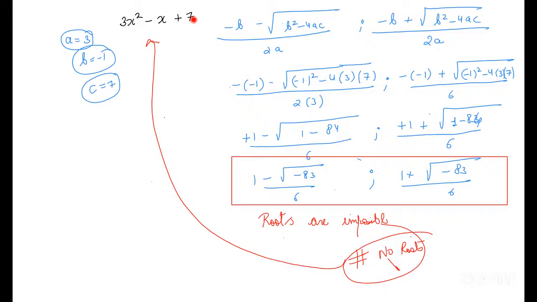Yes, when the root is of a minus number, it is an imaginary number. It's not possible. It is denoted by i. So root of minus 83 is equal to root of 83 i. Basically, we never use this number. So now, instead of doing the whole thing, we do it with the process of discriminant.